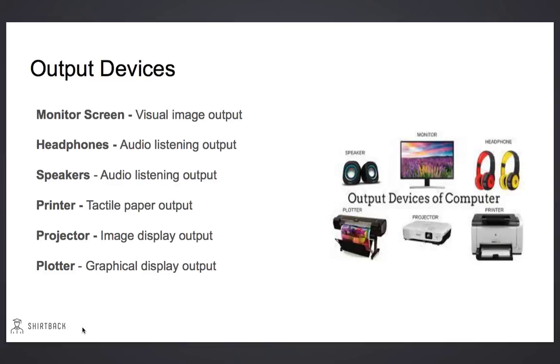In the screenshot to the right, we have several common output devices. Monitor screens provide visual image output. Headphones and speakers both provide audio listening output. Printers provide paper output. Projectors provide image display. And plotters provide graphical displays. Examples of each output device are pictured to the right.